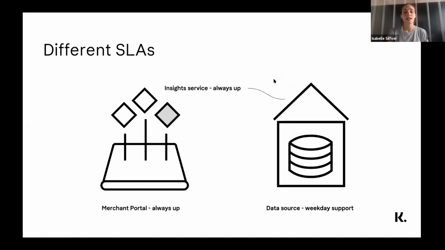Another thing could be different SLAs. So for instance, in this portal, it should always be up because we're responding to an end customer and the promise that we have. The same thing for our service, it is supposed to always be up, but we were essentially sourcing our data from a warehouse, which only had weekday support. So in this case, if their service goes down on a weekend, then we're not really able to deliver on our promise and meet our KPIs of having, for instance, data within 24 hours. So it's important to understand how these things connect to each other.